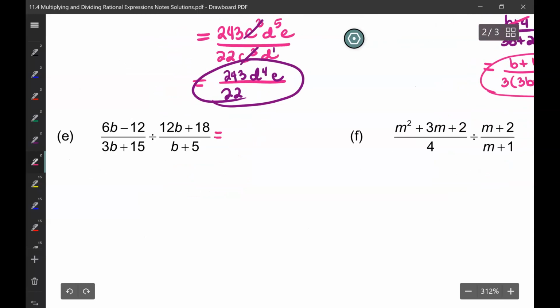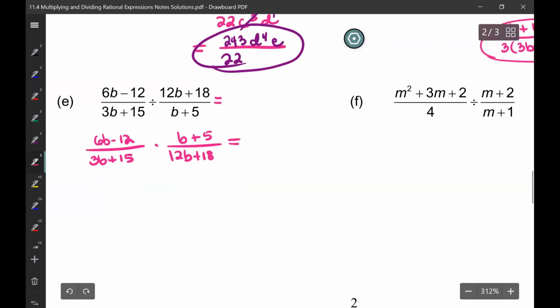Okay, next one I'm going to write below here. (6b minus 12) over (3b plus 15) times (b plus 5) over (12b plus 18). Now some of you might wonder, can I start factoring and changing from division to multiplication and flipping all at once? That's okay with me as long as you're clear about what step to do next.